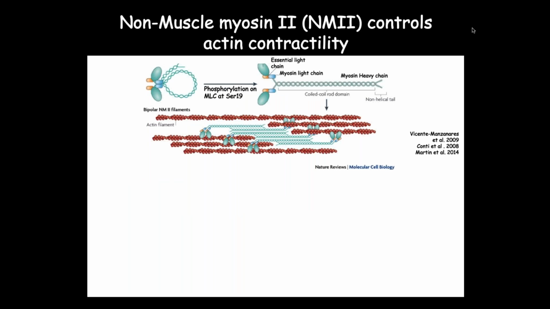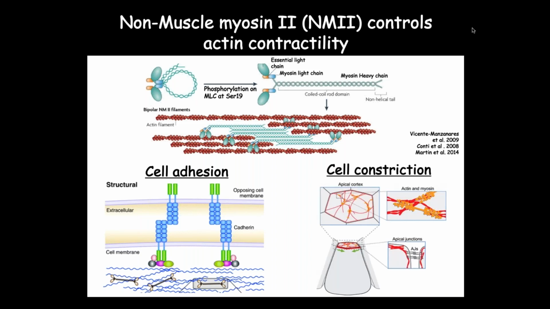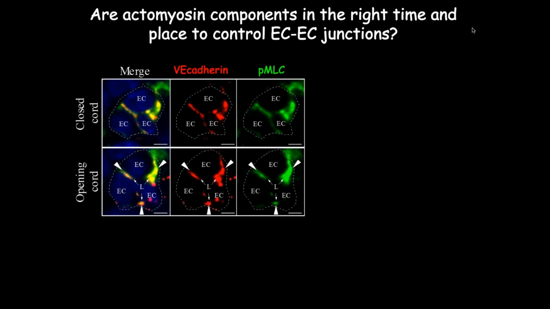Here's just a reminder of what non-muscle myosin does. In its inactive state, it's in an inactive conformation, that circular one at the top left. When it becomes phosphorylated on a regulatory myosin light chain, it opens up, engages and binds actin, and ATPase catalyzes the movement of those heavy chains and causes contraction of that actin cytoskeleton. Non-muscle myosin has been implicated in the anchoring of cell adhesion points within the cell, and it's also well known to be involved in cell constriction, pulling on the actin and making cell shape changes. So we got interested in non-muscle myosin in terms of what it could be doing, and could it be playing a role in this clearance of these adhesion junctions?